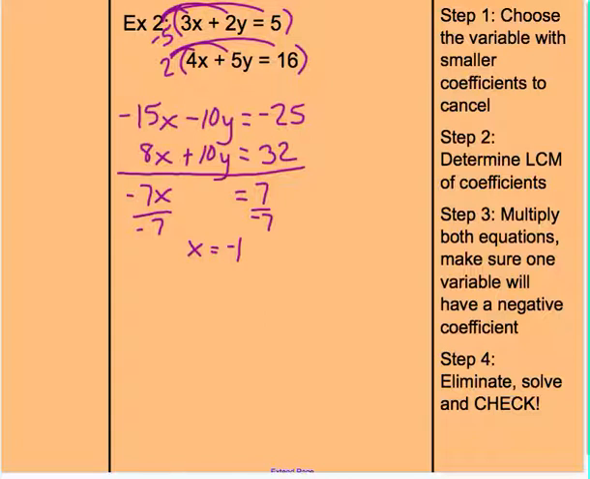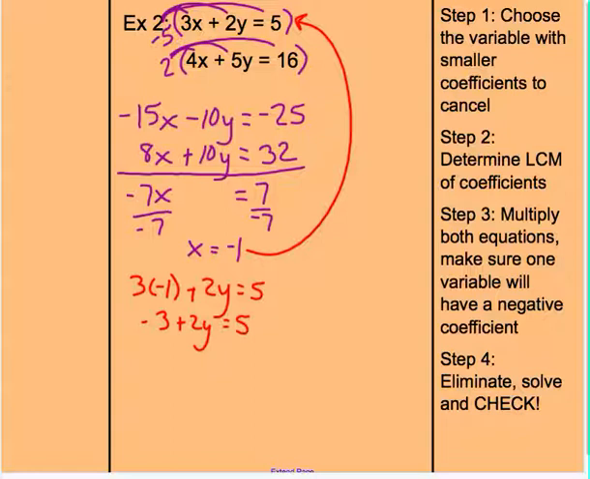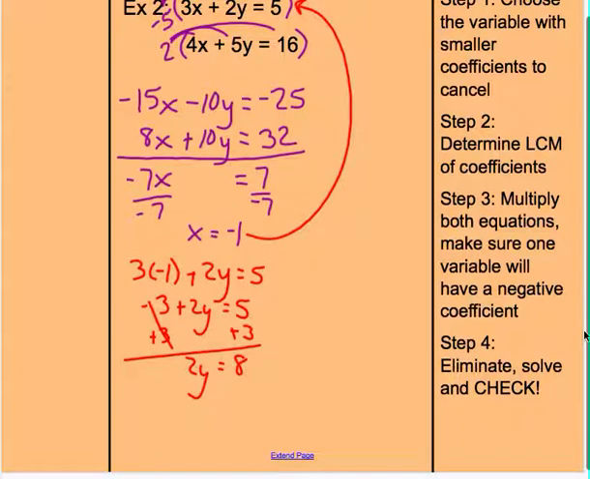Solving for y, I'm going to substitute this into my first equation this time. So we get 3 times negative 1 plus 2y equals 5. Negative 3 plus 2y equals 5. Adding 3 to both sides, we get 2y equals 8. And dividing both sides by 2, we get y equals 4. So my solution is x coordinate, y coordinate.